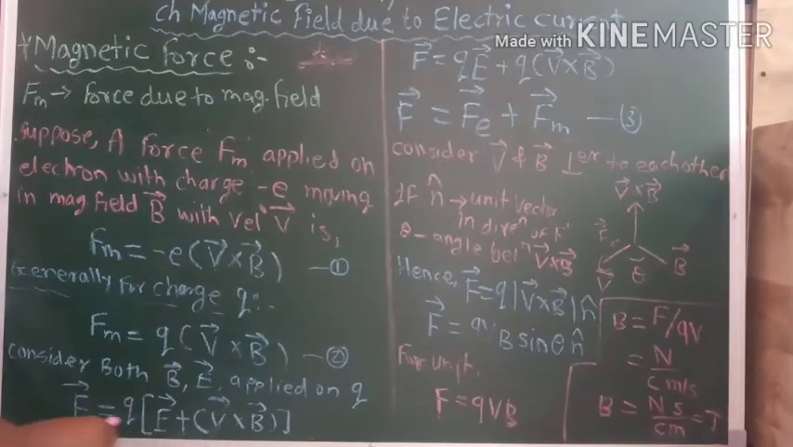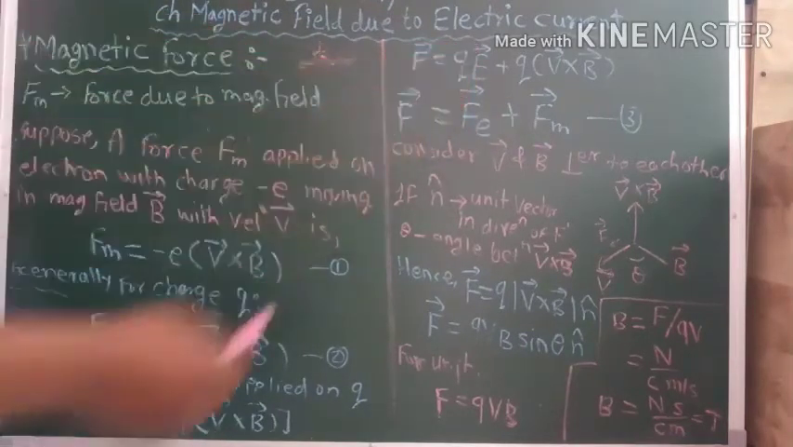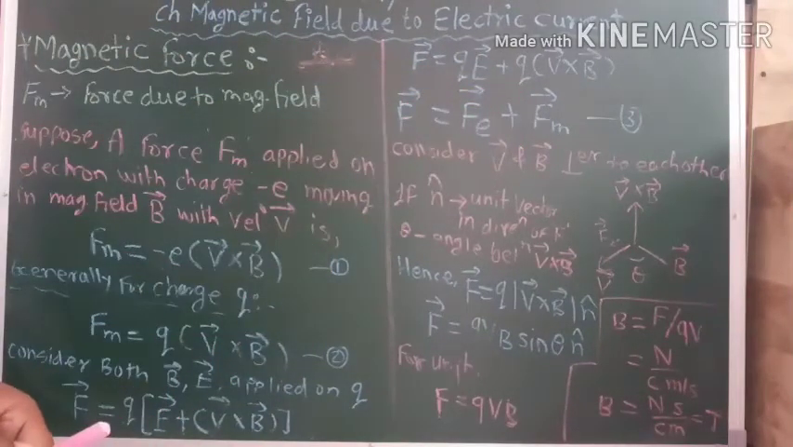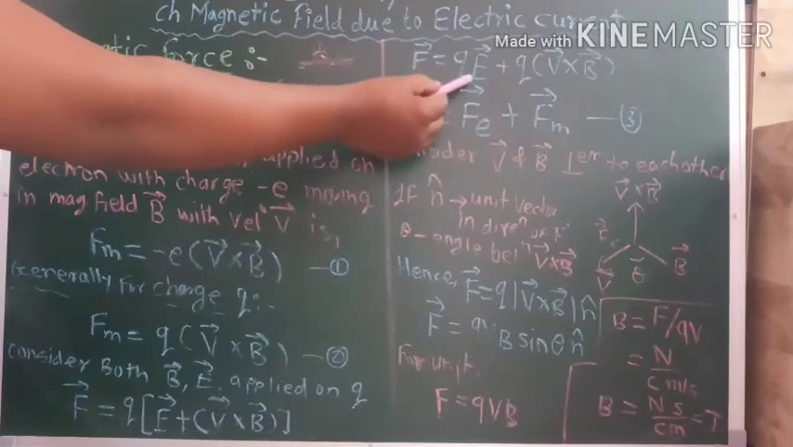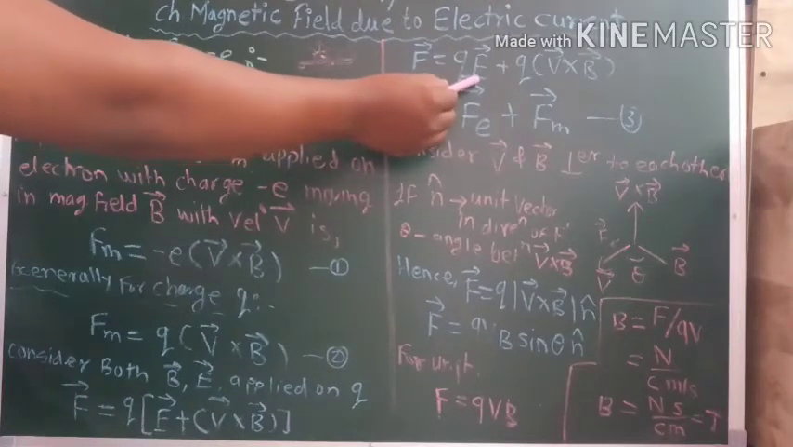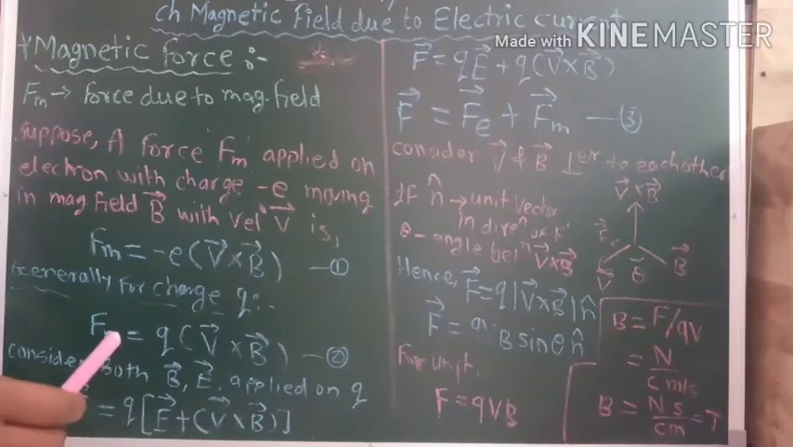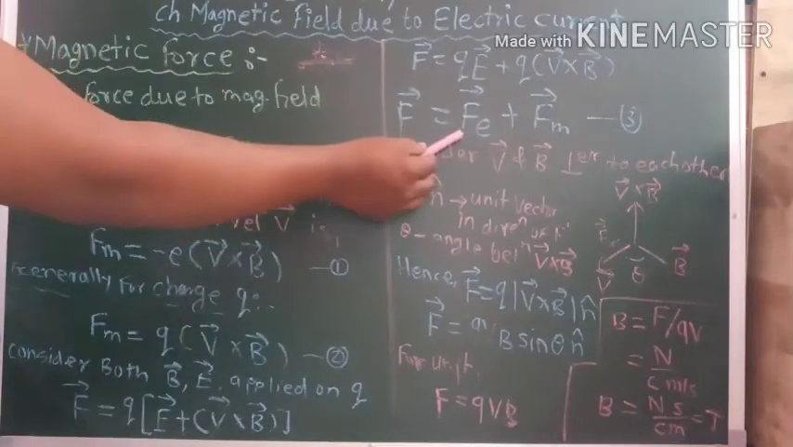Then solving this bracket, this q is multiplied to the E, and also q is multiplied to that bracket. Therefore we can write F bar is equal to qE vector plus q v vector cross B vector. Then this qE vector or qE bar is the electric field E, where the force is applied on that charge, that is the electric force, and this electric force is denoted by Fe bar.